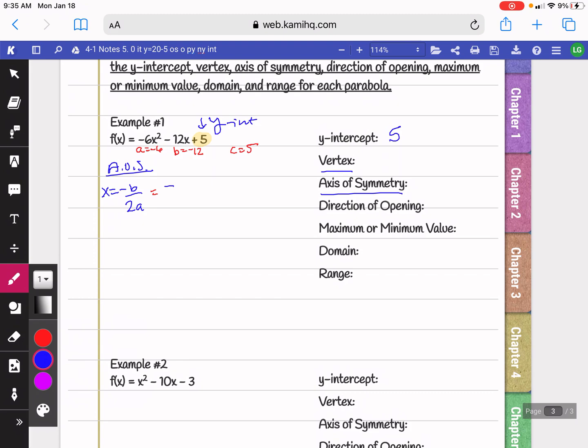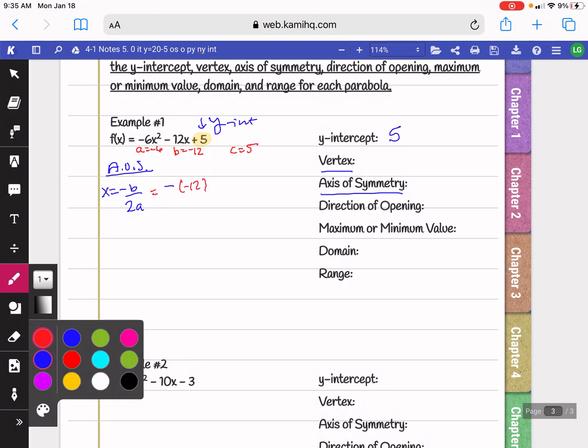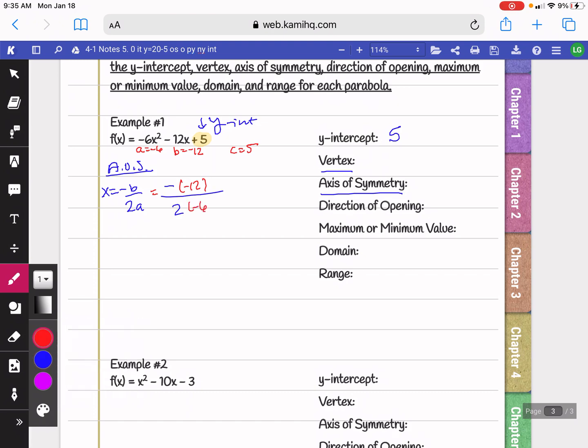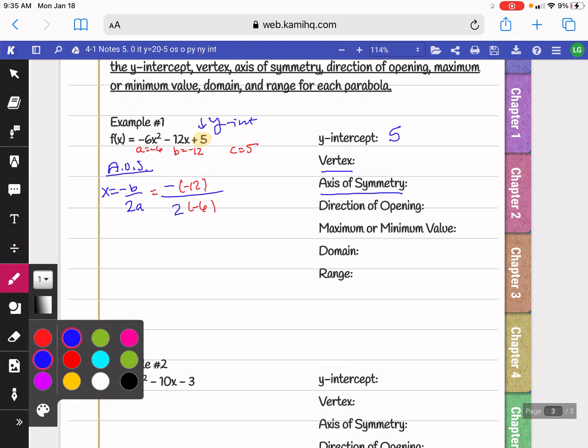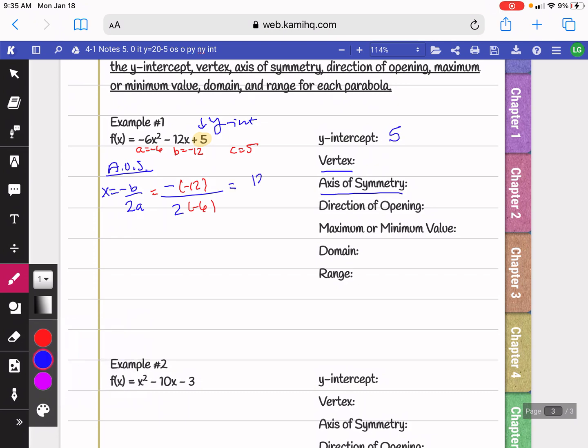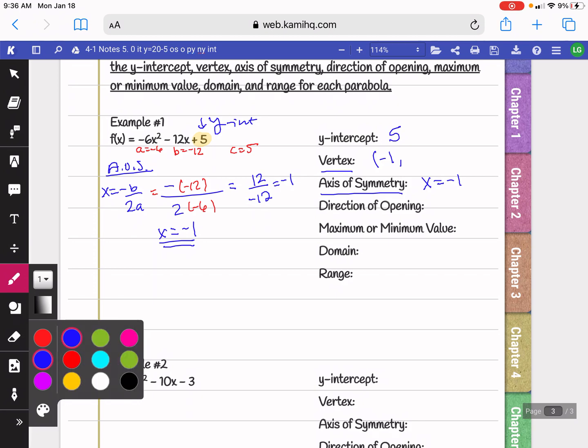I have negative. For b, I'm plugging in negative 12 over 2, and for a, I'm plugging in the negative 6. On the numerator here, 2 negatives become positive, so I get positive 12. On the denominator, I get negative 12, and if we divide, that comes out to negative 1. So my x equals negative 1, and this is actually our formula for our axis of symmetry. It's also our x from our vertex. So now we just need to find the y value for our vertex.